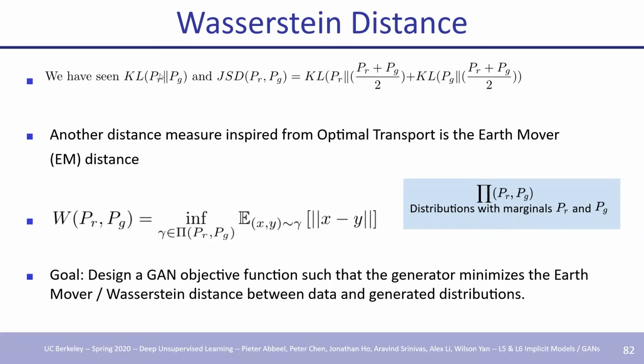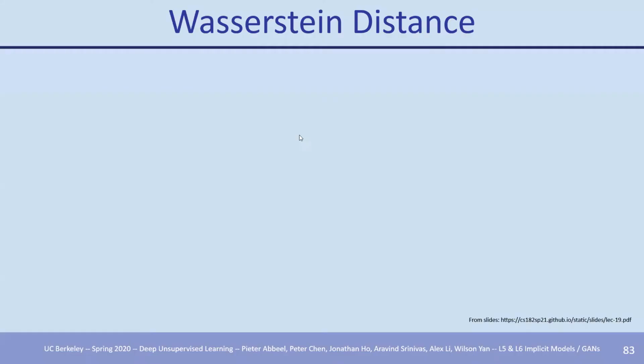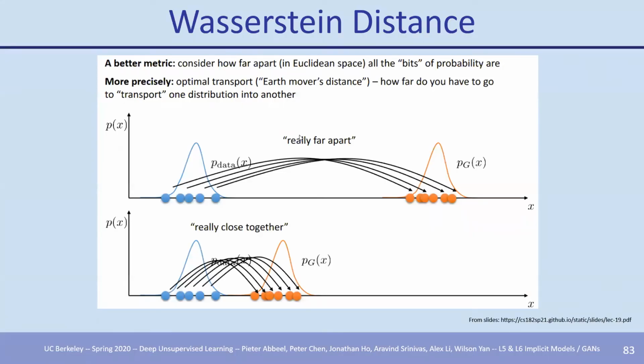So the idea is, well, can we have another distance? This is another distance that's used, and it's inspired from optimal transport, the Earth mover's distance. Okay, and so I have some slides here. This is from a different lecture, but also at Berkeley. It's the deep learning course.